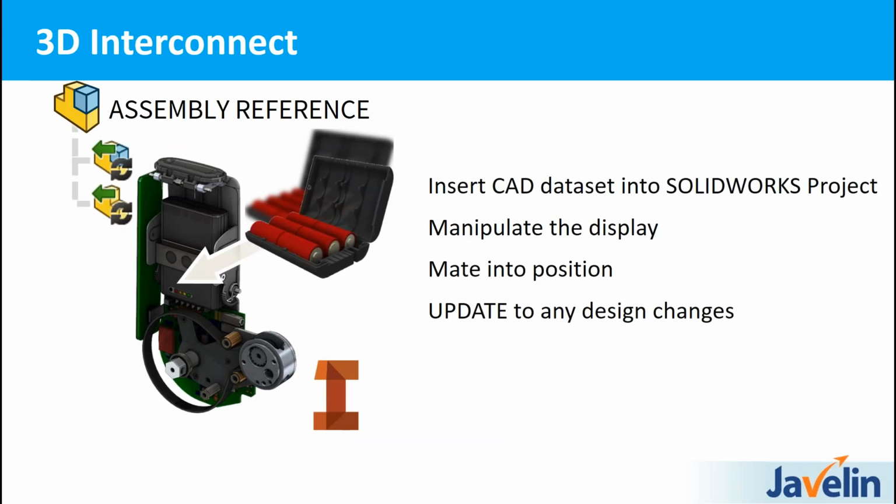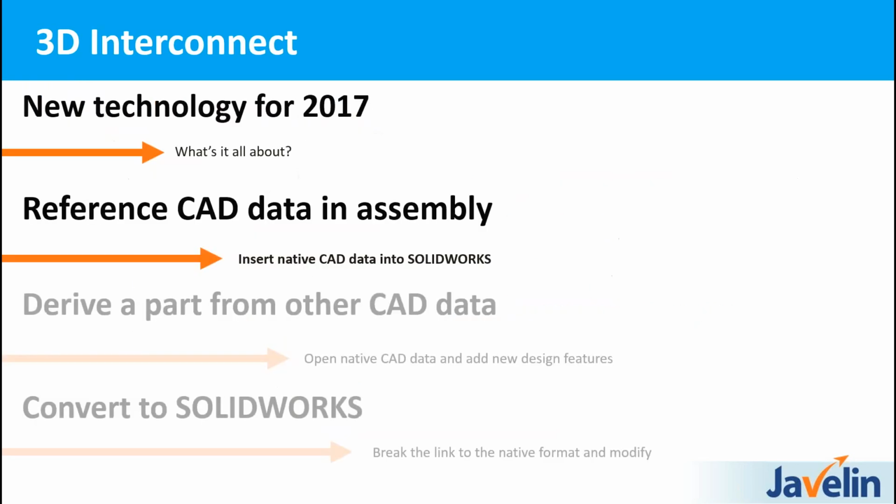We want to be able to manipulate it, like change the shader, change the color, make it transparent, what have you, and mate it into position with the rest of our model. But then we also want to know that as updates might change to that model in that other native format, that we'll be able to update easily inside of our SOLIDWORKS assembly. So let's take a quick look at this one.